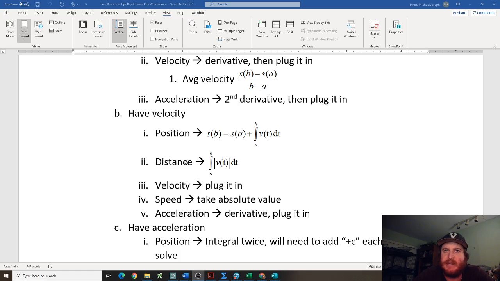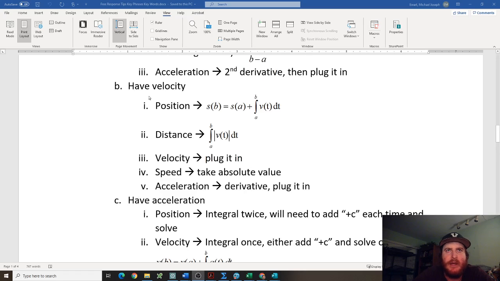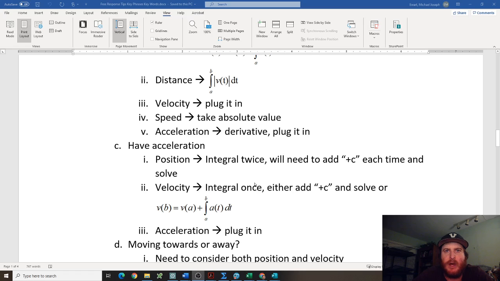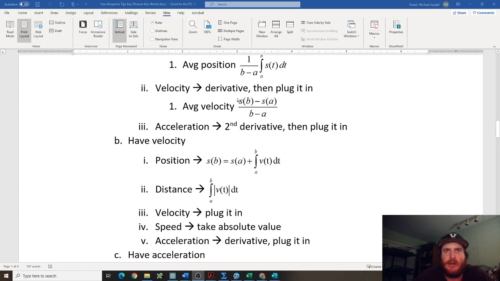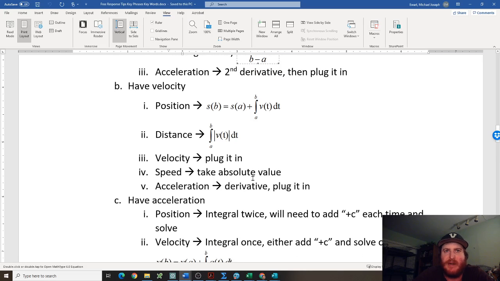If they ask you for the distance, remember anytime you see distance, that's the integral from a to b of the absolute value of v of t dt. If you have velocity, they ask you for velocity, obviously you just plug it in. And if they ask you for speed, if you have velocity, you just take the absolute value. And then if they ask you for acceleration, you're going to take the derivative and plug it in. One thing I should add to this is if they ask you for the average acceleration, you would do this formula, but with v of b minus v of a over b minus a. I'll add this right now.